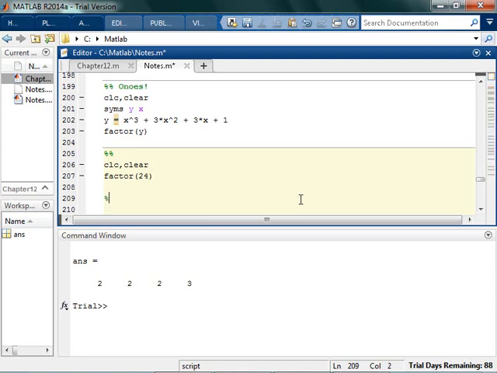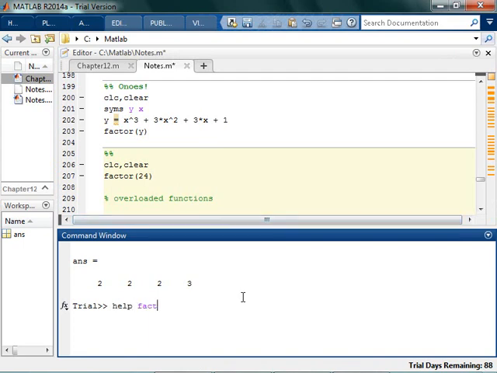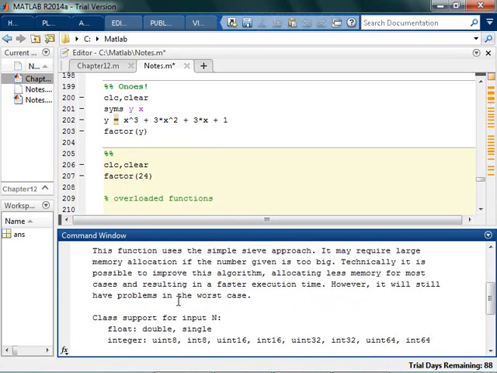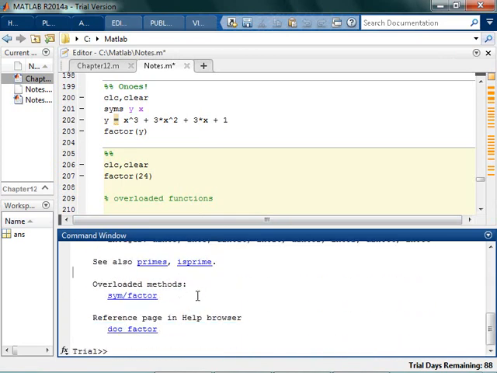Basically what these are called are overloaded functions, which means that if I'm just doing something normal, factor does what you expect it to do. But if it's doing something with symbols, then factor is doing something super, super crazy. And so that's always something you want to keep an eye out for. If you go help factor, it'll actually show you that it has an overloaded method in the symbolic toolbox. And that means that factor does different things in different contexts. So that's definitely something you want to keep in mind.